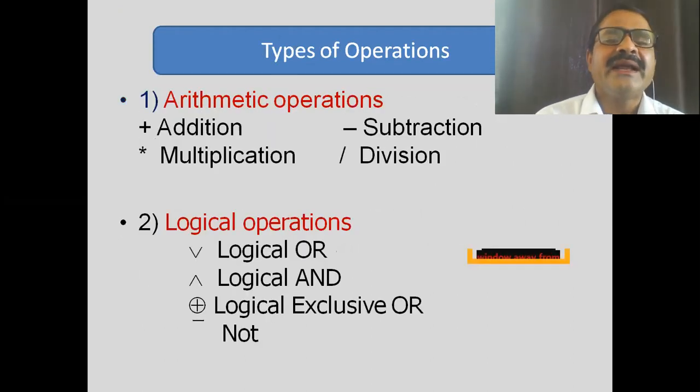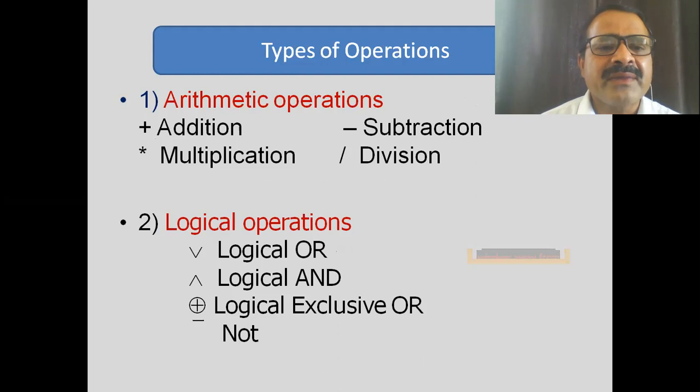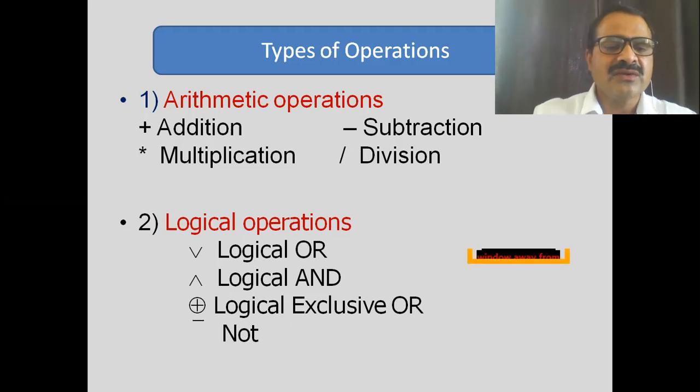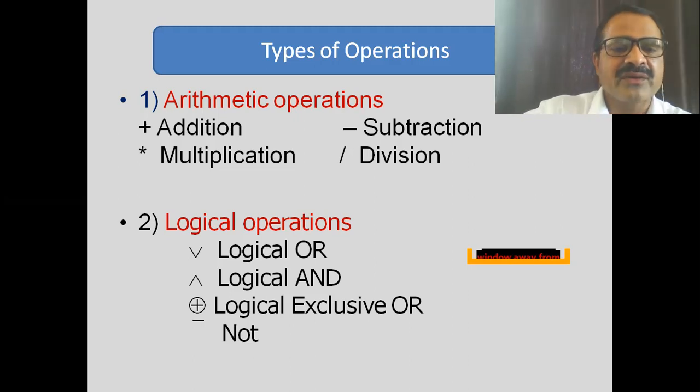Now, let us see what the types of operations are in day-to-day programming. In the view of computer organization and architecture, there are mainly two categories of operations. One is arithmetic operations and the second is logical operations, which we have considered in today's lecture. The arithmetic operations which we do in day-to-day routine are addition, subtraction, multiplication and division. But there is one more category of operations, that is logical operations. For today's session, we have focused on four logical operations.